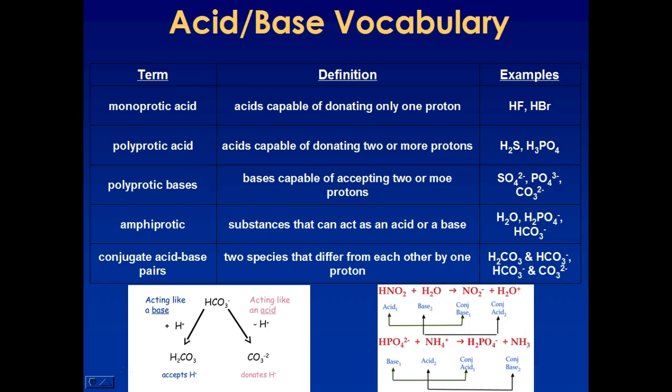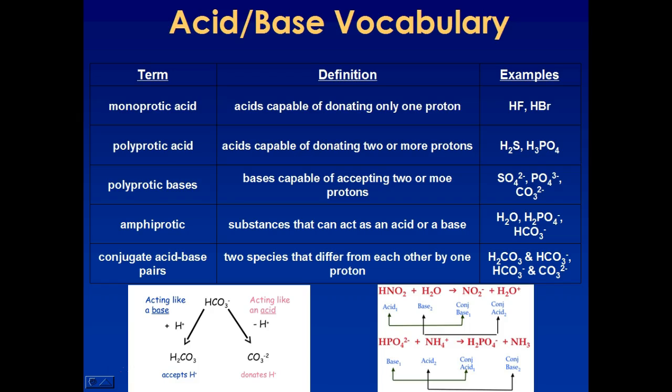A polyprotic acid is able to donate multiple protons, so one like H2S or H3PO4, while polyprotic bases are able to accept multiple protons, and we tend to see those only with the polyatomics with a charge greater than -1 that can add protons until they are neutral.